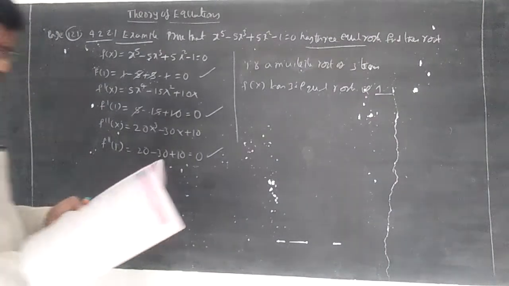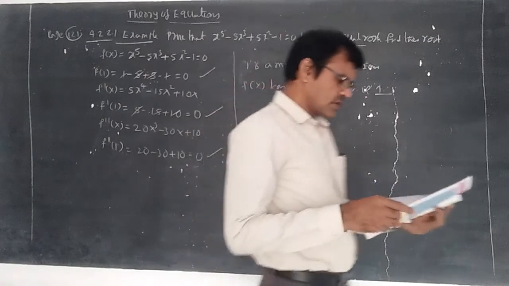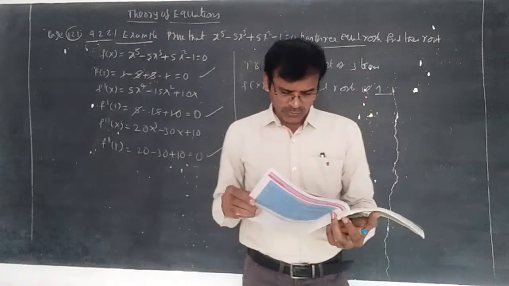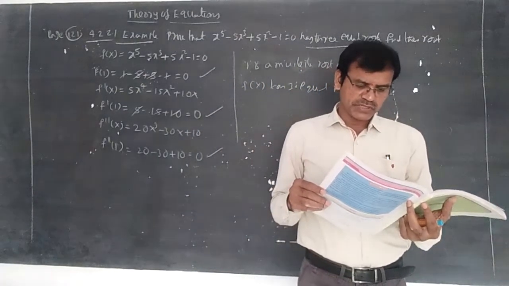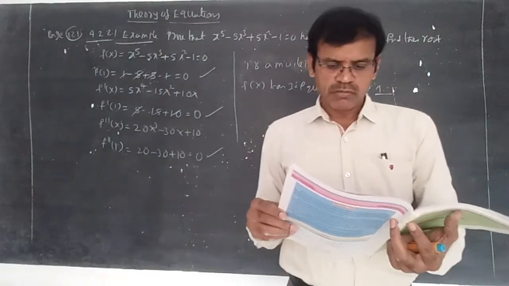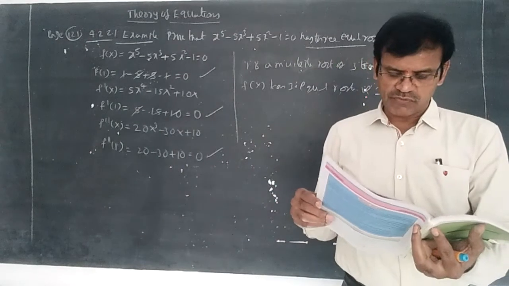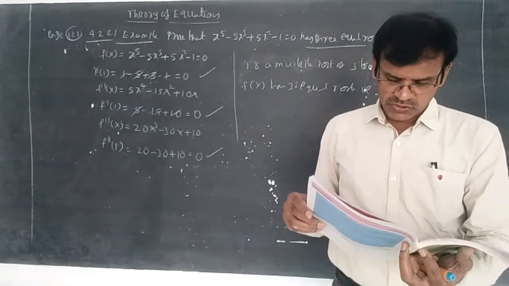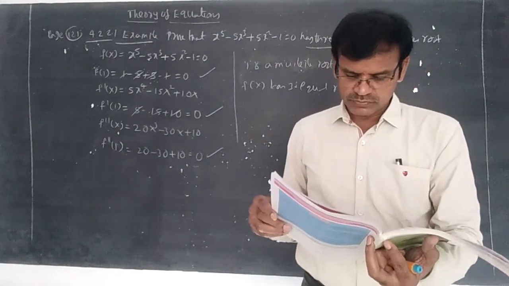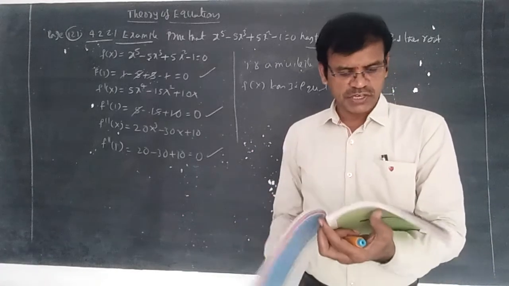Another question is 4.2.20. Find the roots given that there is a multiple root. F of x is equal to 27x cube minus 36x plus 16. F dash x and f of x satisfy the same root. I think you can do the sum. I am giving homework. Try to do the sum.